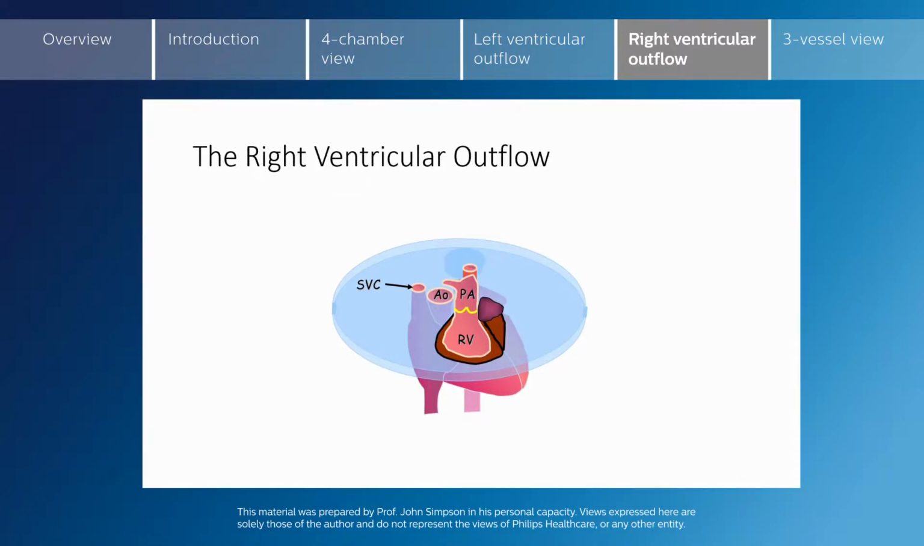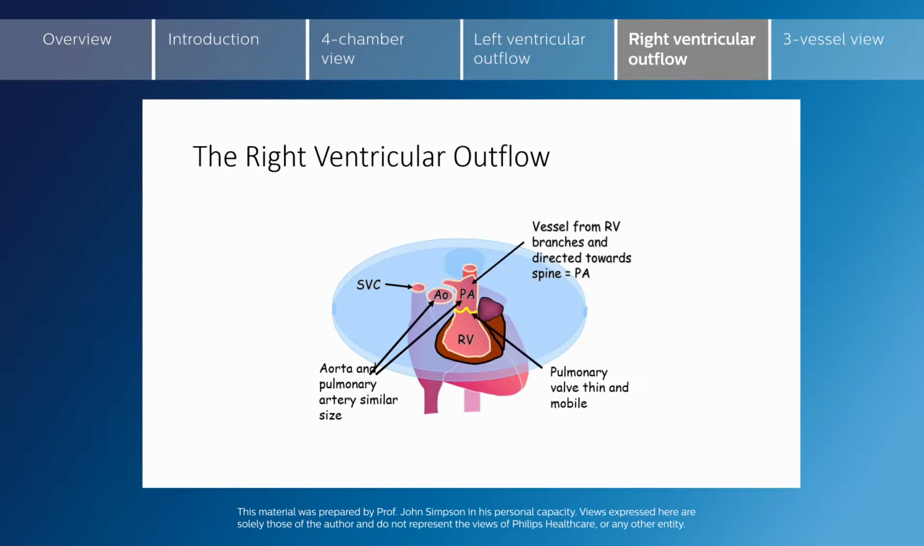As we sweep up again, we can see that the pulmonary artery is defined by the fact that it branches into the branch pulmonary arteries. The aorta and pulmonary artery should be of approximately similar size, usually with the pulmonary artery very slightly larger than the aorta, although there shouldn't be a major discrepancy in their size.